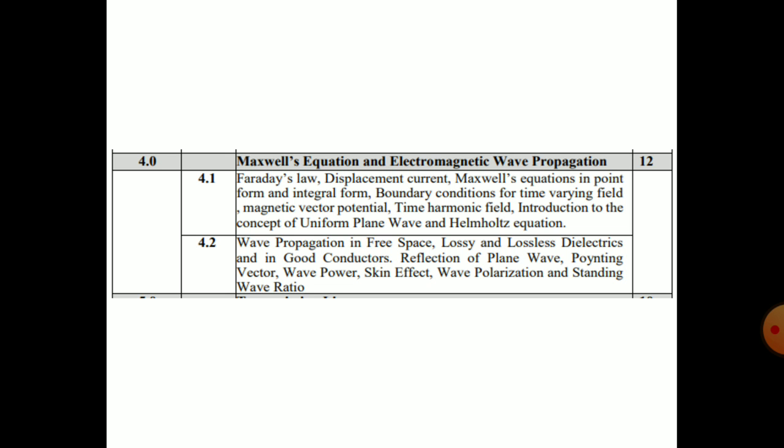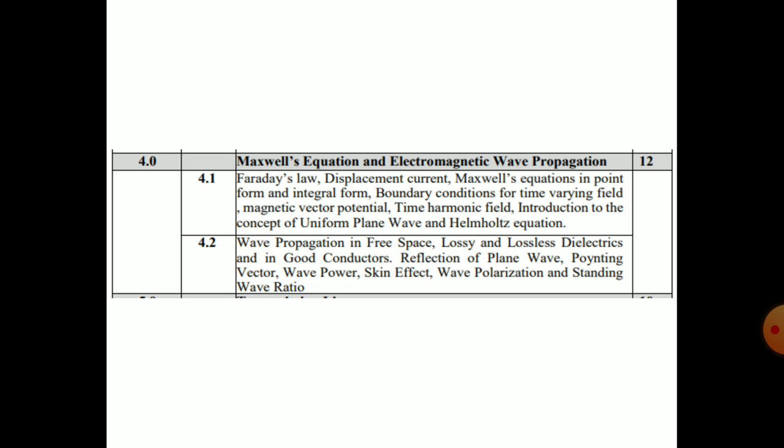So these theorems were improved by Maxwell. These equations are all called Maxwell equations. They were already invented by Coulomb, Gauss, Ampere, Biot-Savart and Faraday, but Maxwell made changes in the equations related to the time domain, and now with these equations we can work in the time domain also. When the time is varying, we can use these equations.